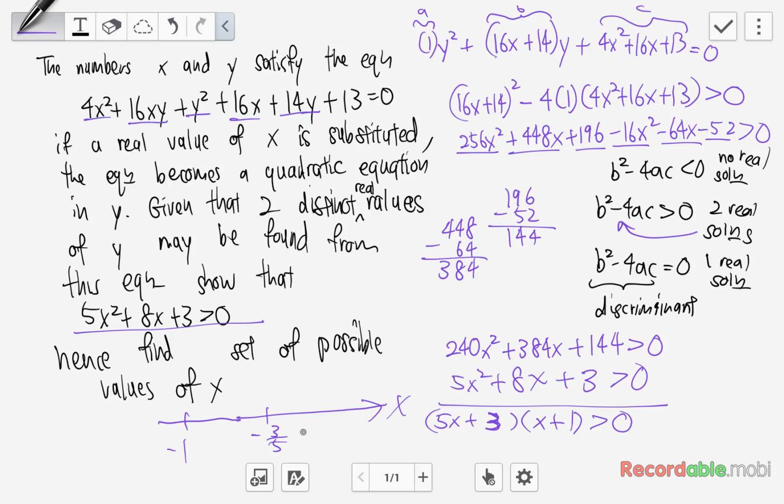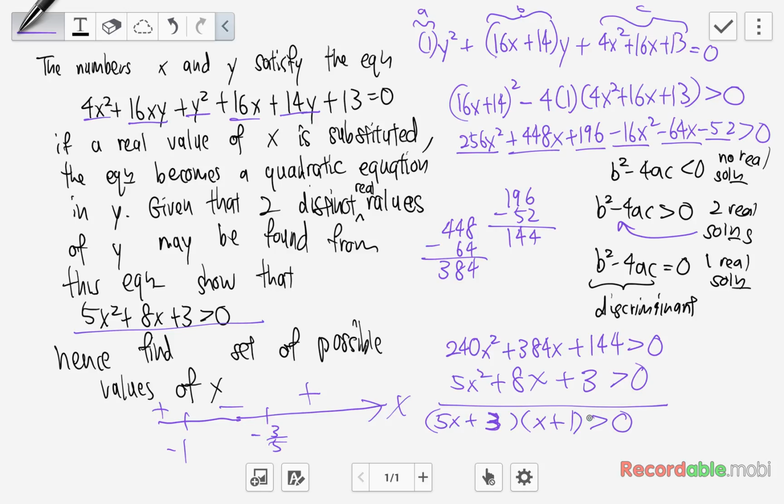0 is somewhere in this region, since 0 is greater than minus 3 over 5. To test whether this region is positive or negative, I just substitute 0 inside here. This term becomes 3, which is positive, and this term becomes 1, which is positive. Positive multiplied by positive gives a positive number. And since all of these brackets have an odd power, the sign will just alternate between regions.